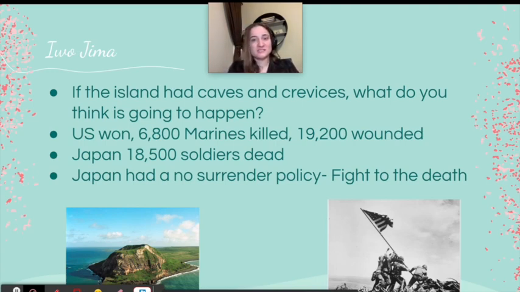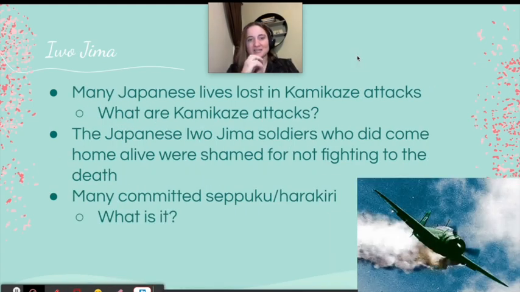Japan had a no surrender policy, so that's why most of their soldiers died, because instead of giving up and going back to the ship or the base, they had this mindset of you need to fight until you're dead. That's why there were so many more casualties on the Japanese side. Also something called the kamikaze attacks. Most famously we talk about kamikaze during Pearl Harbor, but it happened throughout World War II, including on Iwo Jima. What they are is they would be in an airplane and dive bomb United States Navy ships, just hoping for massive destruction.